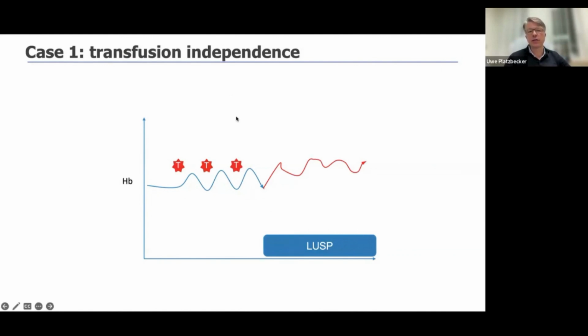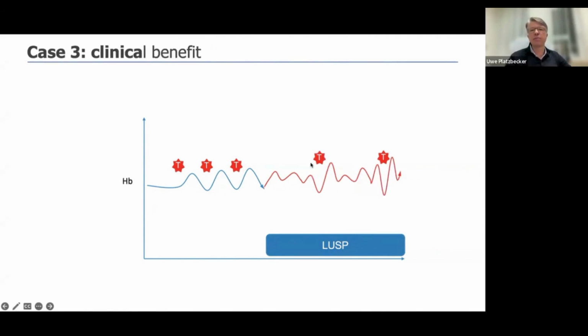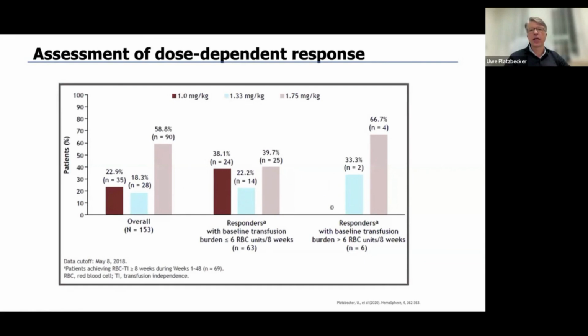You see, I think what we basically want to achieve is transfusion independence and the concomitant increase of hemoglobin levels. But also some patients achieve transfusion independence, but then have a single transfusion event and then should also be continued on luspatercept. And then other patients just achieve a reduction of the transfusion burden, in this case by at least 50%, which I would also consider a clinical benefit in these patients. Especially in patients with high transfusion burden, dose escalation is mandatory up to 1.75 mg per kg.